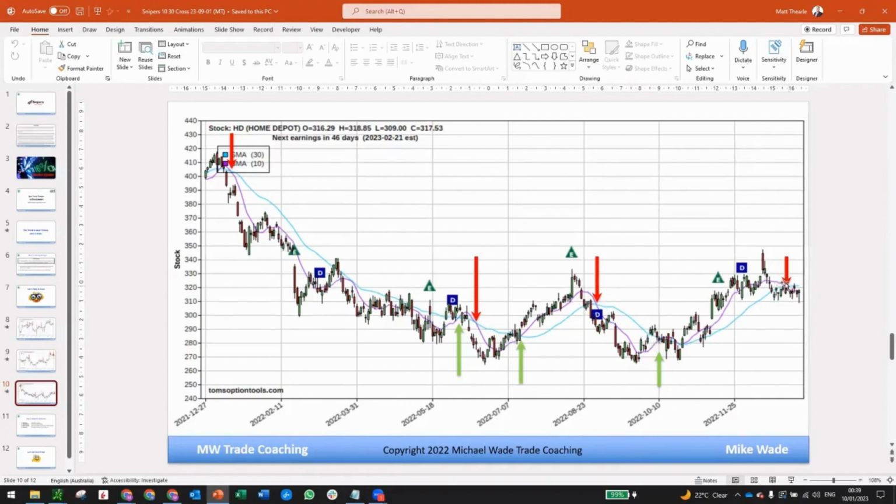And I'd have to have a look at where this went, but you've definitely got more time on your side in this regard. So you might say, you know what, I want to do a 2 to 3 week strategy doing a call credit spread whenever Home Depot takes a bearish cross signal.